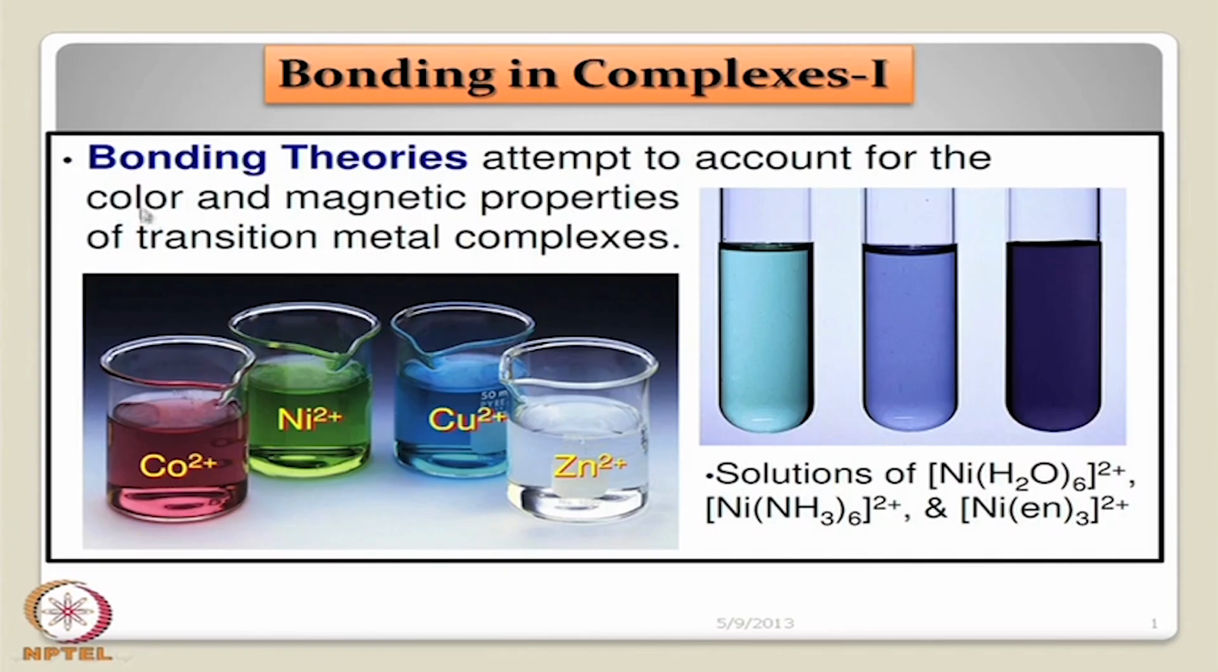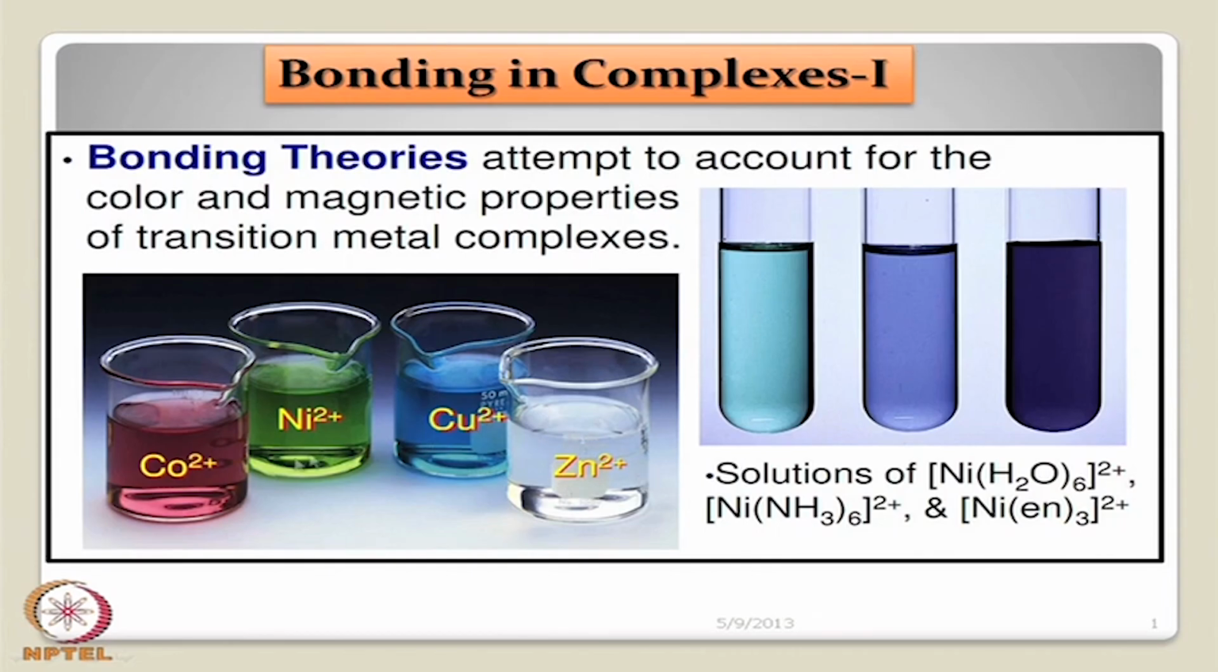Because these bonding theories are very important, starting from the very simple chemistry what we all talk about, because we have to explain the color and magnetic properties of different transition metal complexes, how this color is originating, the pink red color for cobalt 2 plus when we dissolve any cobalt 2 salt in water, or nickel 2 plus when we dissolve this nickel salt, nickel chloride or nickel sulfate in water, and the blue color of the copper 2 plus in water medium, and the zinc in aqueous solution.